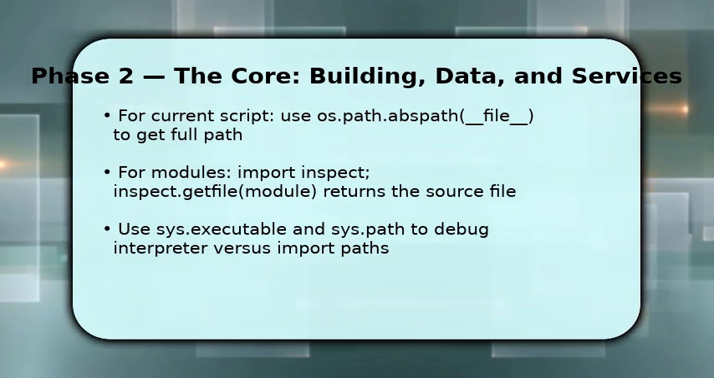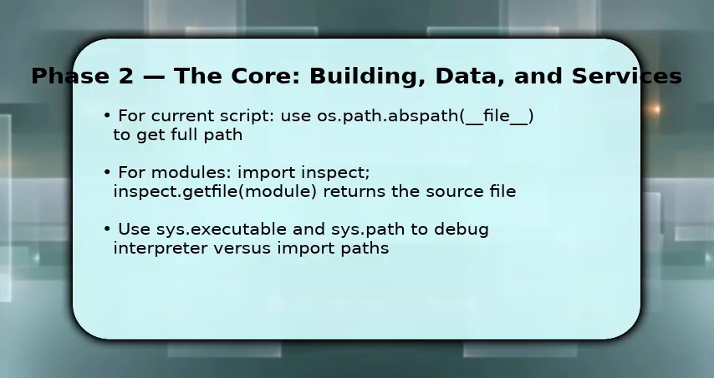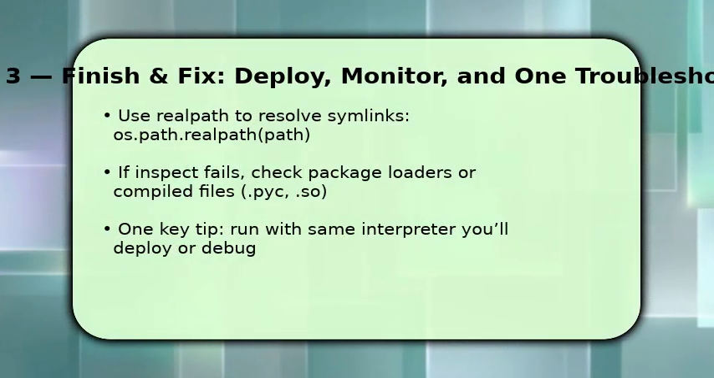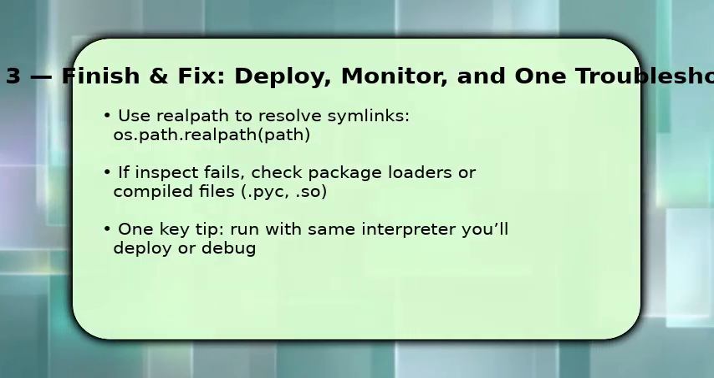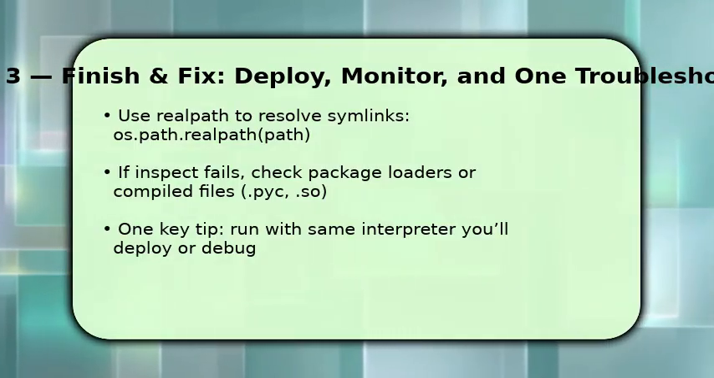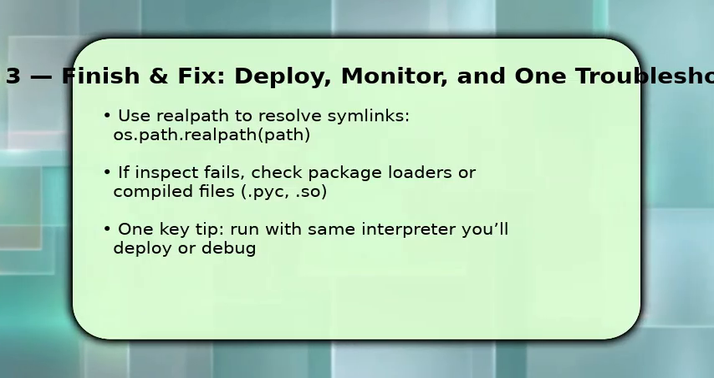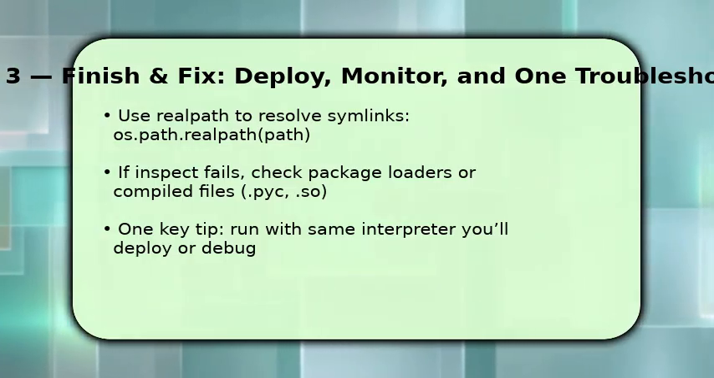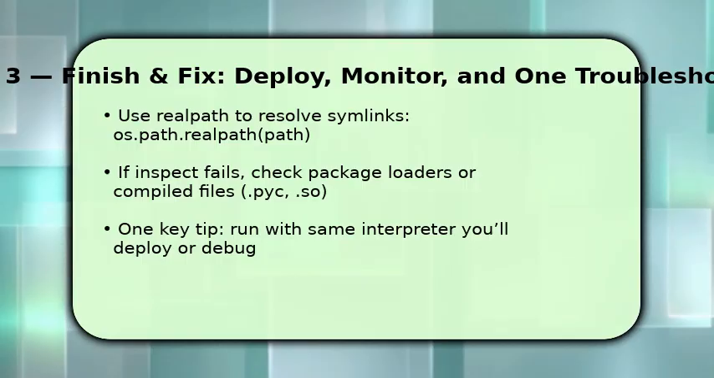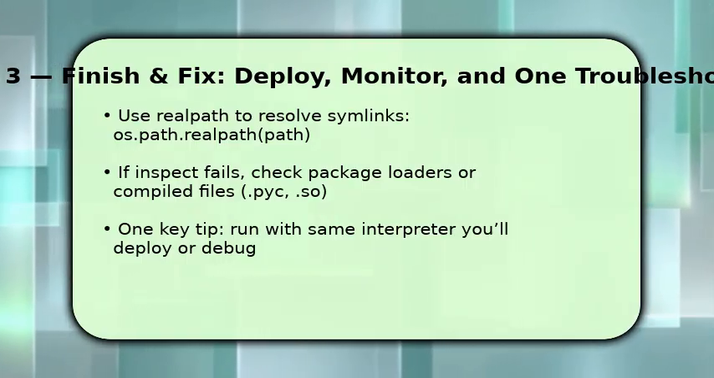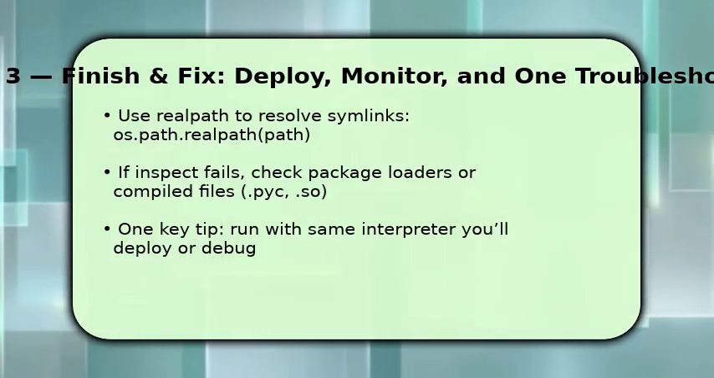Finish by normalizing the path and confirming the final location. Once you have a path, call os.path.realpath to resolve symlinks and get the canonical file. If inspect.getfile raises errors, that often means the object is built-in, frozen, or compiled. Check for pickle, so, or package loaders instead.